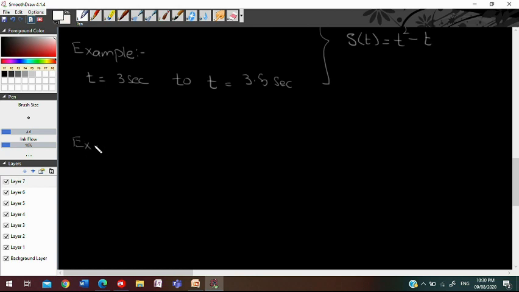Now, example 2. Here we have intervals. The interval is t equals 3 seconds to t equals 3.1 seconds. Now you can see the first time is 3 and the second time is 3.1, meaning the difference between these two times is just 0.1.